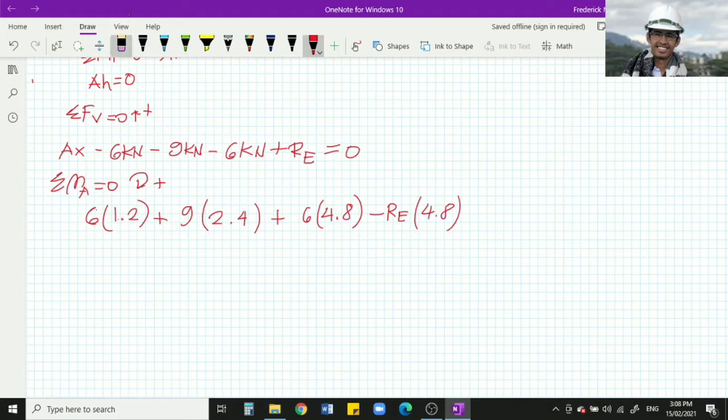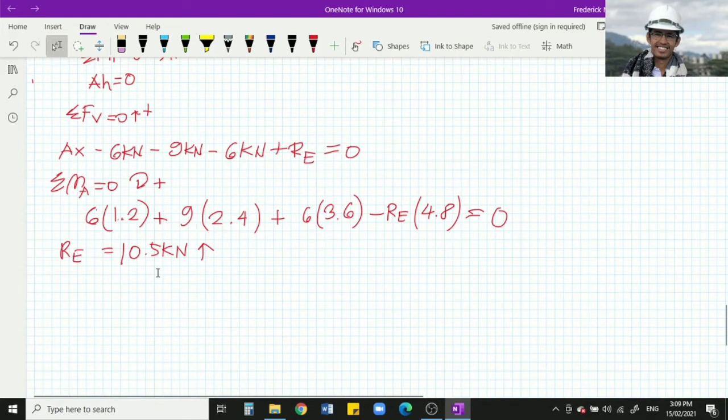So ito is 3.6 dapat ito. So that will be 1.2 times 3. So this will be 3.6. So this will be equal to 0. So mako-compute na natin yung reaction at E natin. So that will be yung RE natin will be equal to 10.5 kilonewton upward. Okay? So meron na tayong RE which is 10.5.